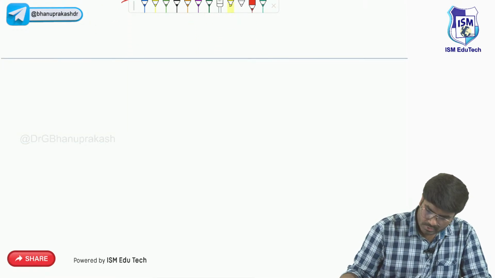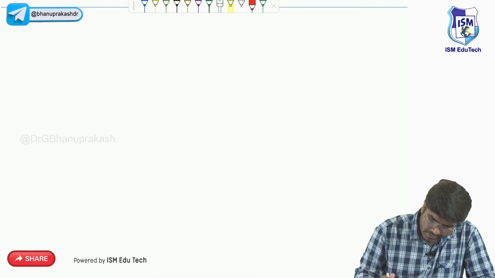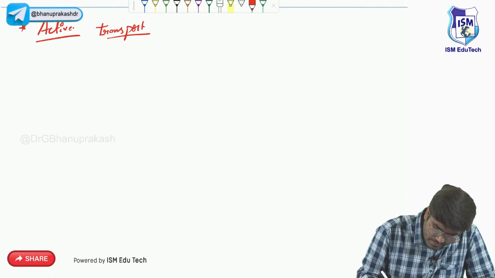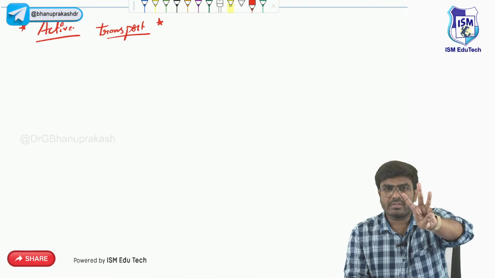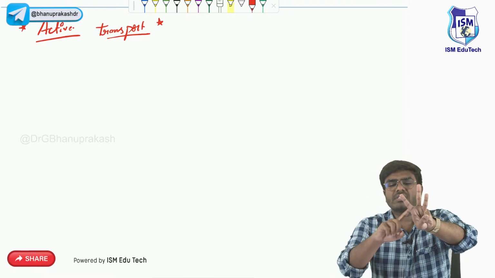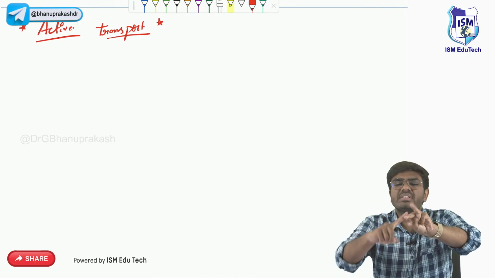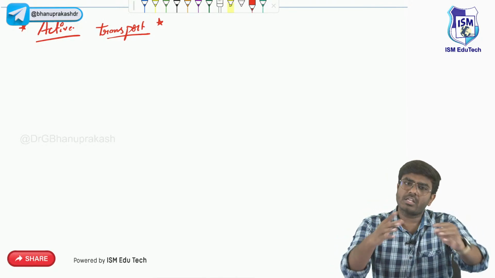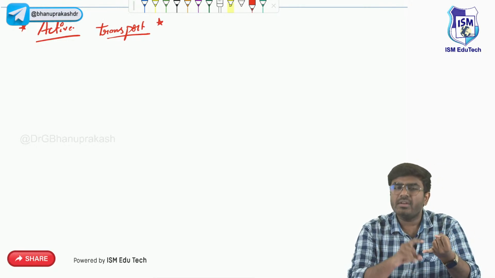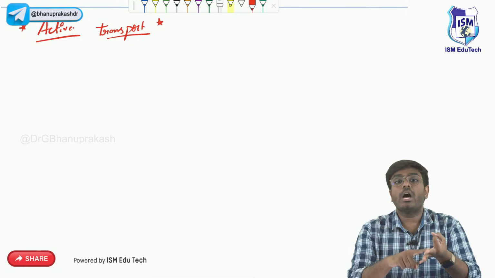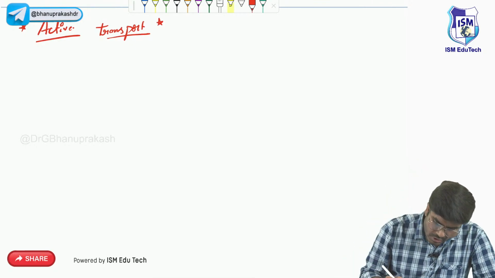Now after discussing osmosis, let's start our next topic, active transport. Very simple, guys. Three types of passive transport we have discussed. What are they? The first type is simple diffusion. The second is facilitated diffusion. And the third is osmosis. Where do you need a carrier protein? Facilitated diffusion. Where do you need a semi-permeable membrane? In osmosis.